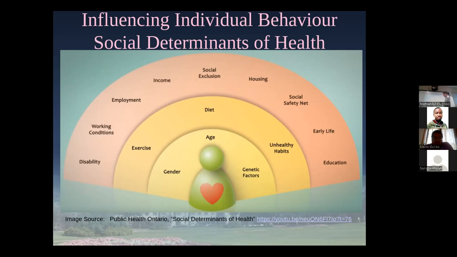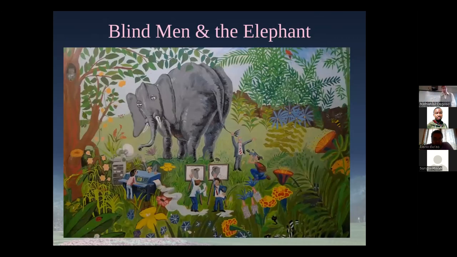Where they can work, the degree to which they're welcomed in certain quarters of society, where they can live. There are often reciprocal relationships here that are really important. Exercise affects weight, but weight affects a person's ability to exercise in certain ways.